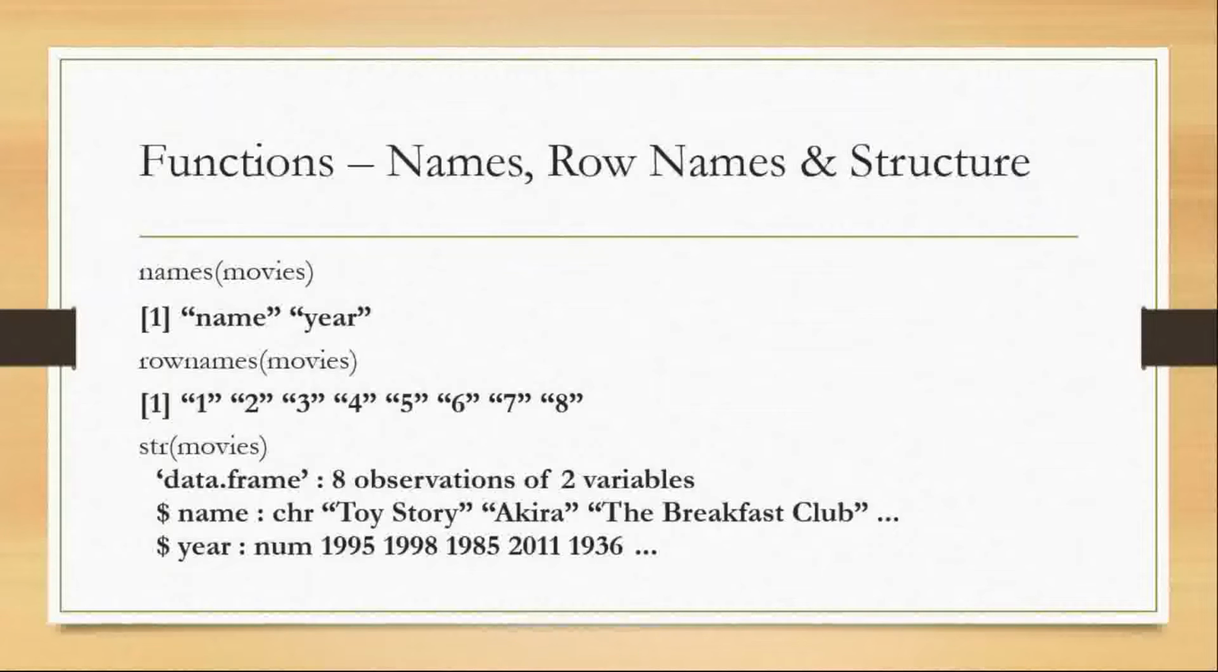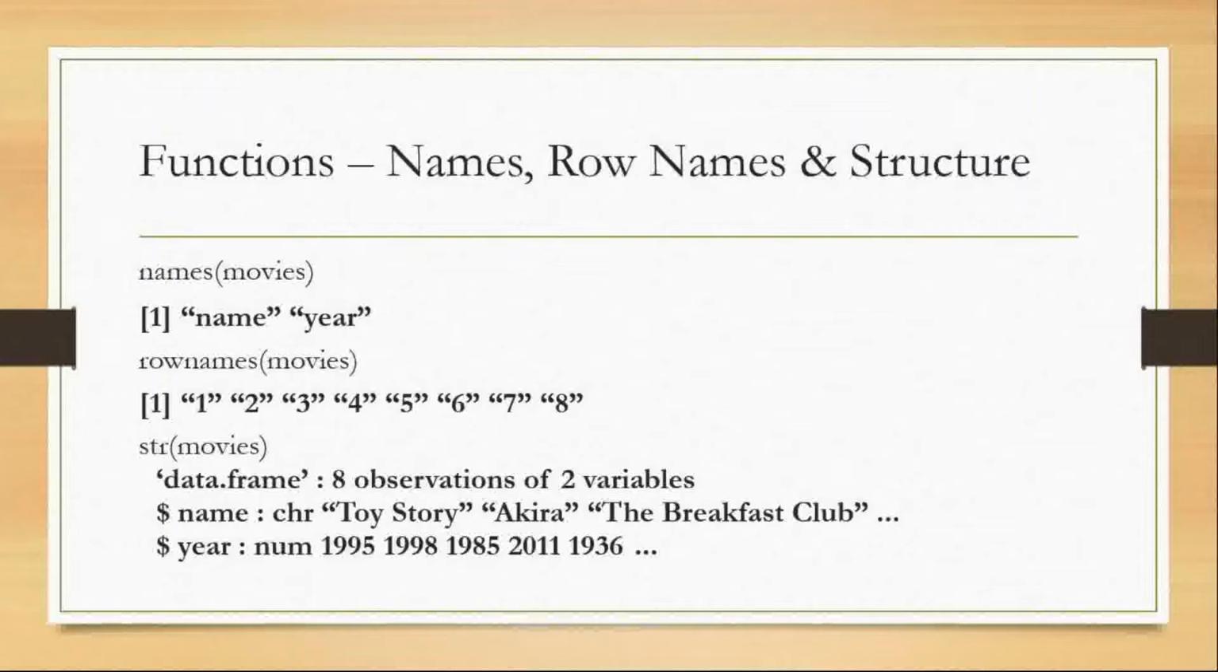Similarly, we can find out the names of the rows and columns in a particular data frame. So the data frame movies contains two columns, namely name and year, and the names function returns the names of both the columns. Row names of movies returns the names of the rows in the data frame movies. So the names 1, 2, 3, 4, 5, 6, 7, and 8 are created by RStudio for each row, and it displays it as the output.